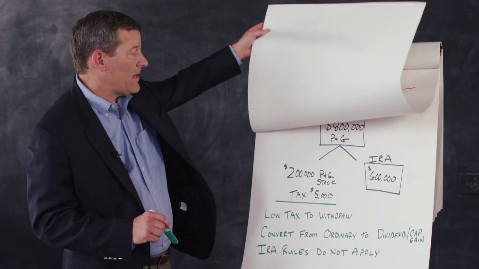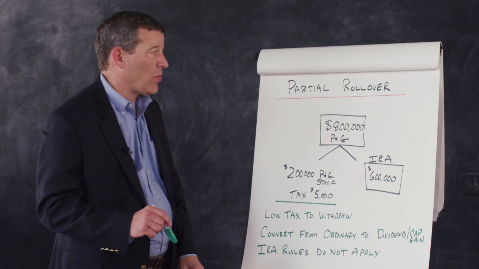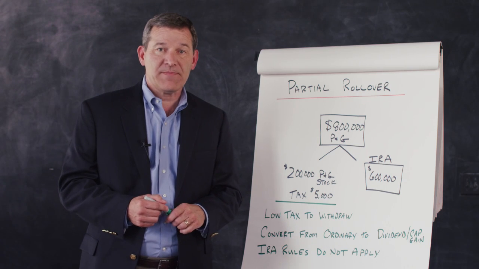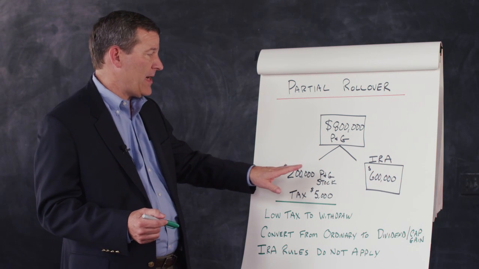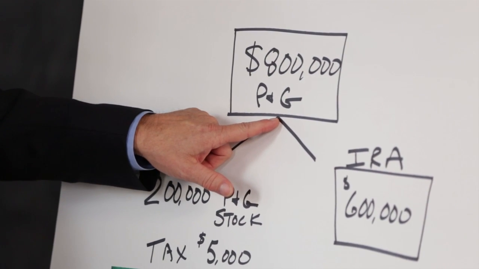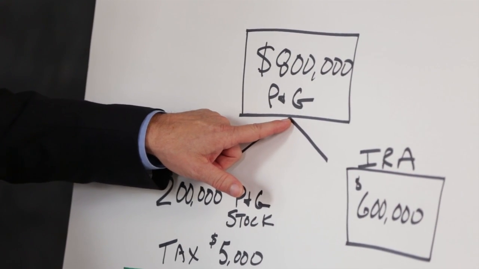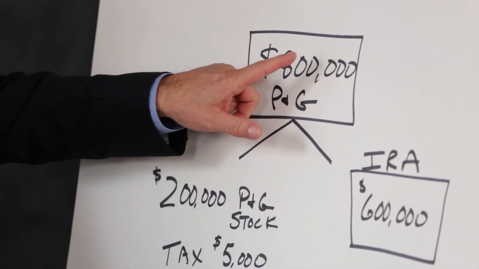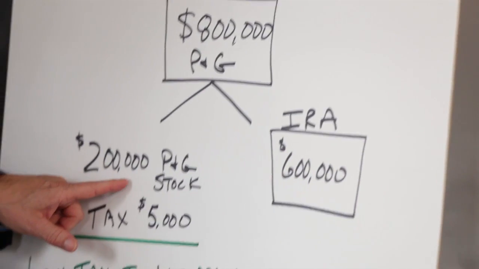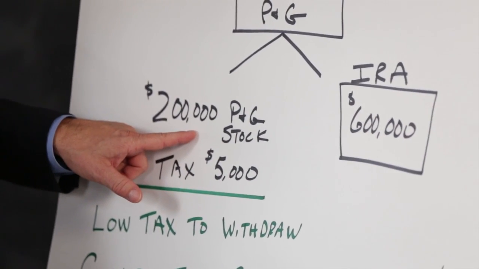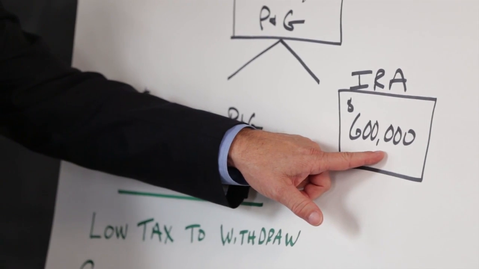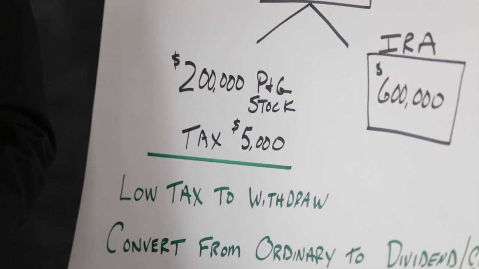So the nice part about this NUA rule is it's not all or nothing. You can do some of each, which is pretty flexible. So imagine the same client, she has $800,000 in her profit sharing plan at Procter & Gamble. It's all in Procter & Gamble stock. Can she choose to take $200,000 out in P&G stock and roll $600,000 into an IRA? The answer is yes, she can do it.